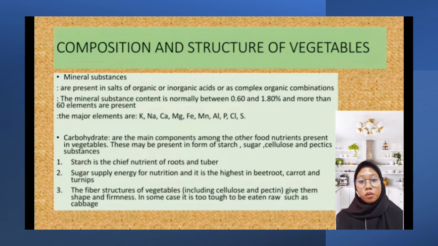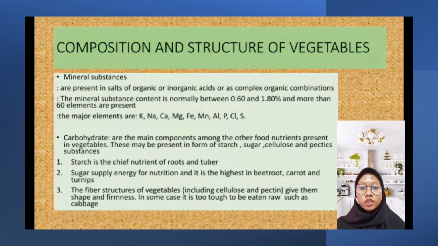This slide is about the composition and structure of vegetables. Mineral substances are present in salts of organic or inorganic acids or as complex organic combinations. The mineral substance content is normally between 0.60 and 1.80%, and more than 60 elements are present. The major elements are calcium, phosphorus, magnesium, iron, and zinc. Carbohydrates are the main components among the other food nutrients present in vegetables. They may be present in the form of starch, sugar, cellulose, and peptic substances.